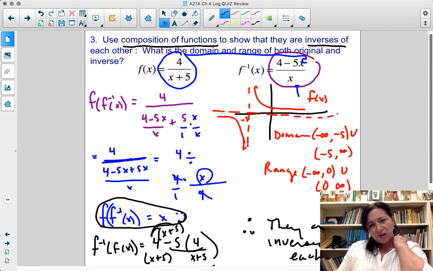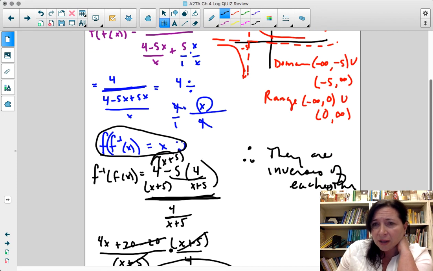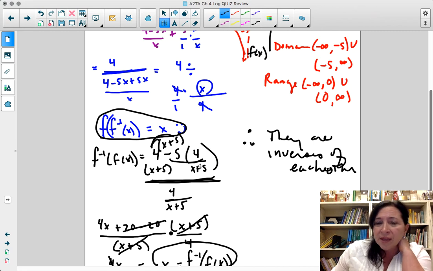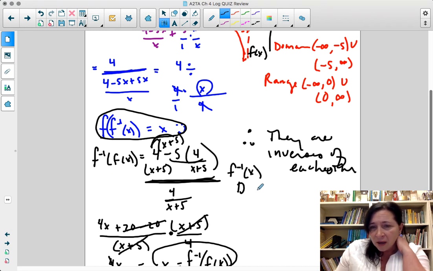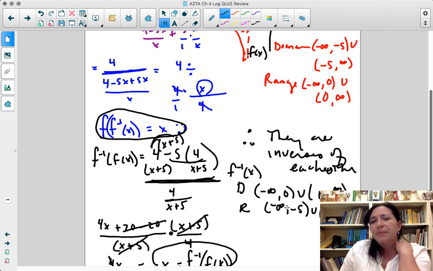Okay, now another thing is that the directions said, use composition of functions to show that they're inverses. Check, we did that. And what is the domain and range of both the original and the inverse? Now, if you recall, the inverse domain and range is going to be the opposites of those we listed for f of x. So my domain for my inverse equation is going to be my range, negative infinity to 0, union 0 to infinity. And my range is going to be my domain, which is negative infinity to negative 5, union negative 5 to infinity. Okay, super.